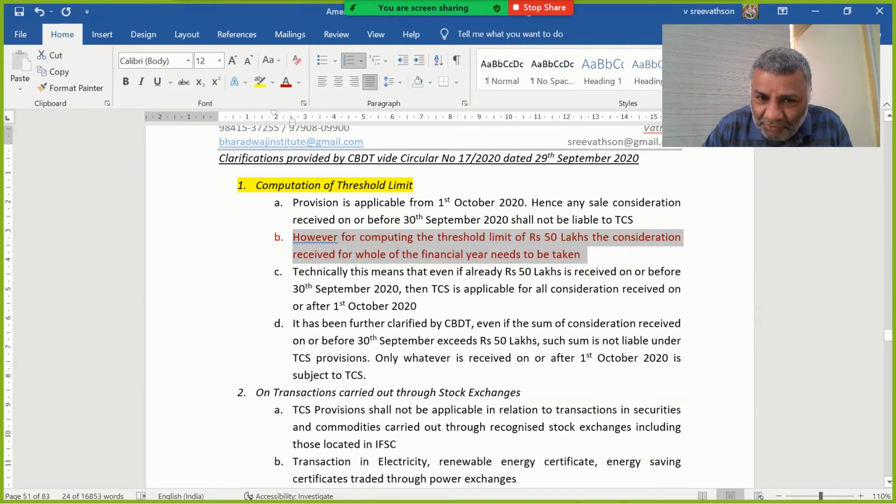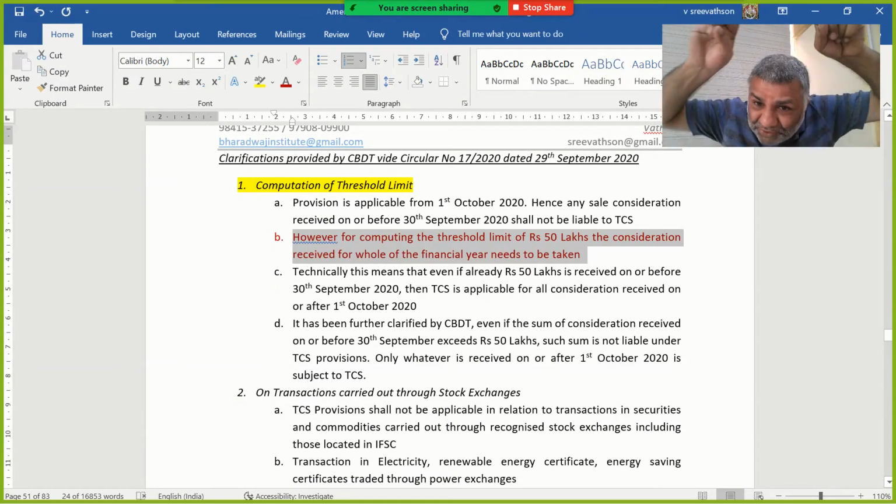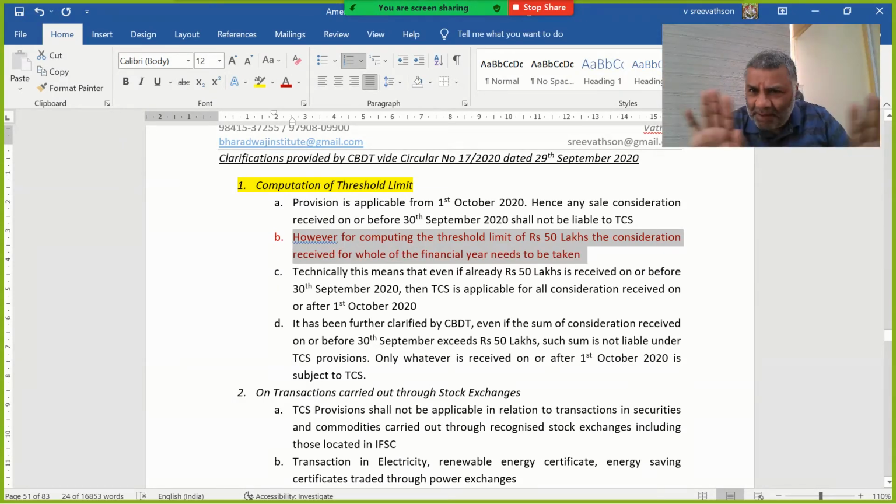It has been further clarified by CBDT. Even if the sum of consideration received on or before 30th September exceeds 50 lakhs, such a sum is not liable for TCS. Only whatever is received on or after 1st October is subject to TCS.